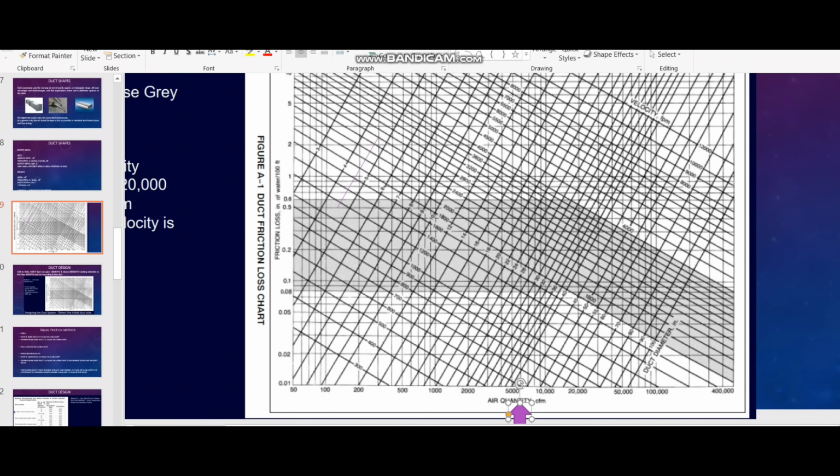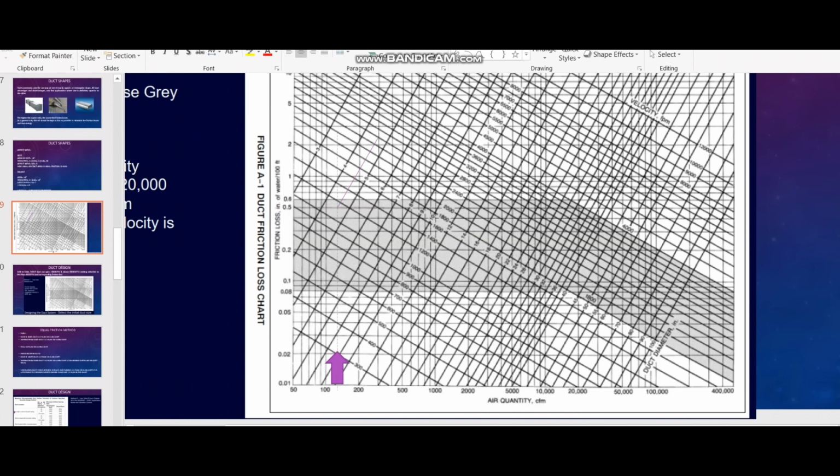You can see this graph which I have taken from SMACNA Duct Design. You can see a similar graph in the ASHRAE Application Handbook also. In this graph, in the X direction they have given the air quantity in CFM. In the Y direction they have given the friction loss. The unit is inch of water column per 100 feet.